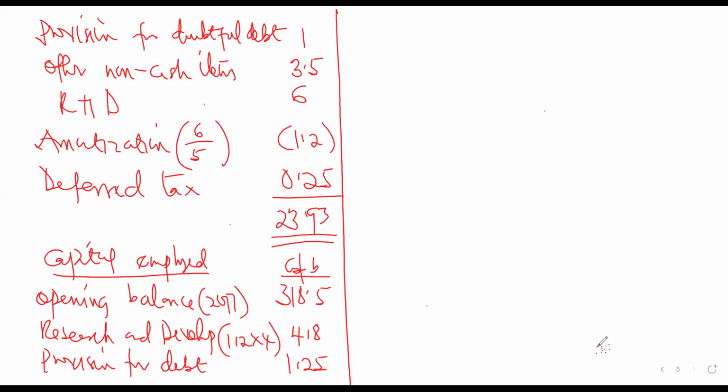The research and development expenditure is for 5 years. We have used 1 year, so the remaining is 4 years. We are spending 6 million. We have used 1 year already, so how much will be remaining for the 4 years? That is 6/5 multiplied by 4, because we have used 1 year already.